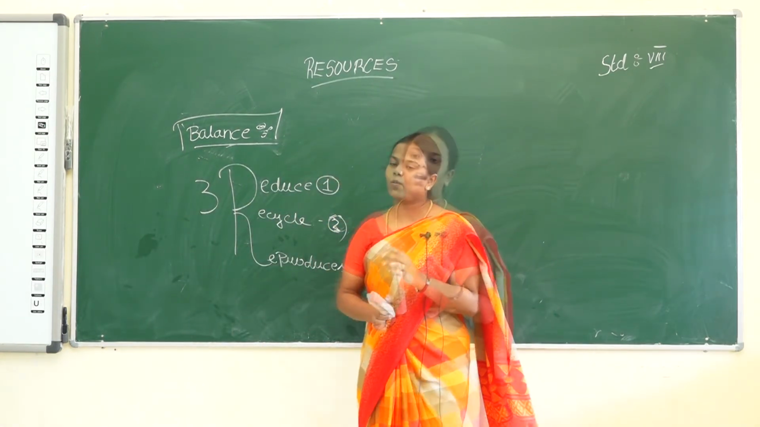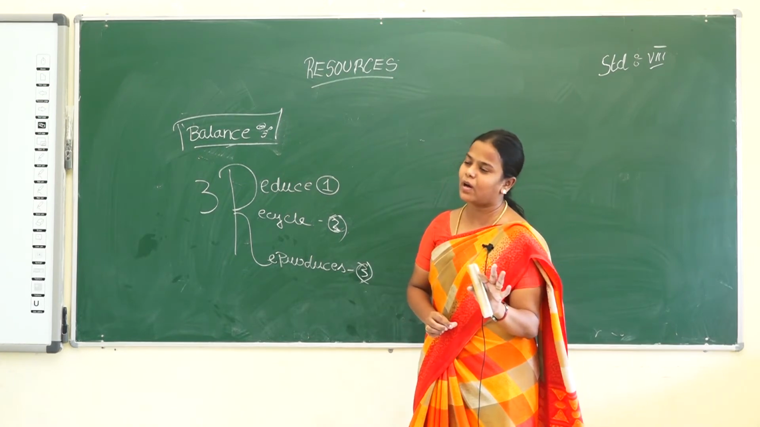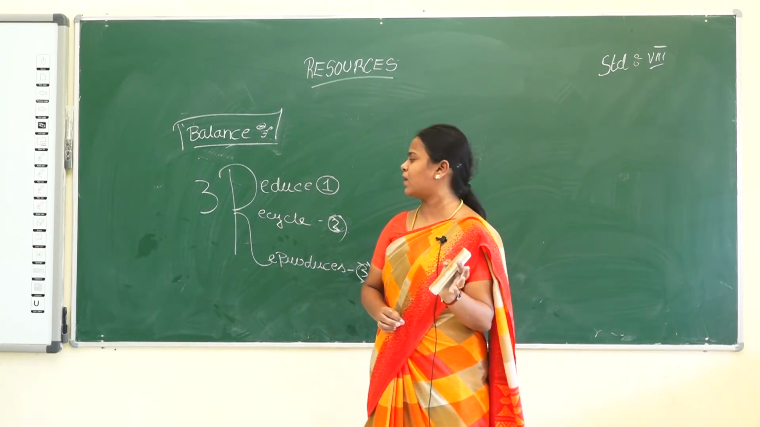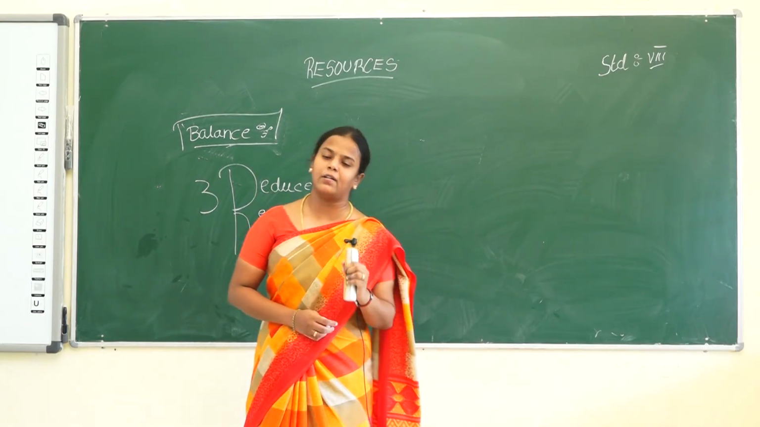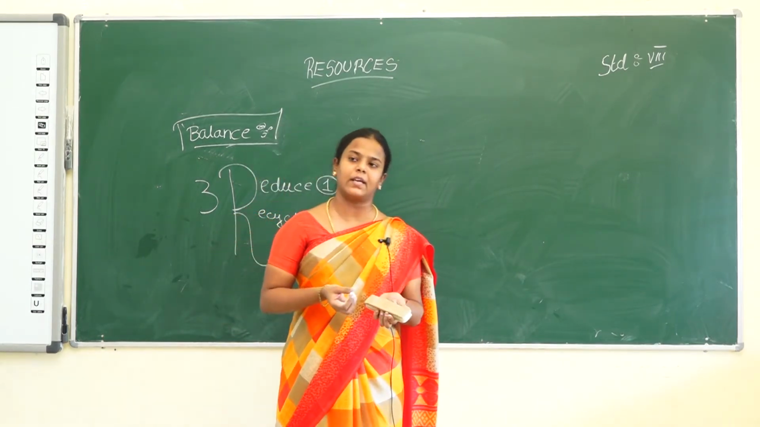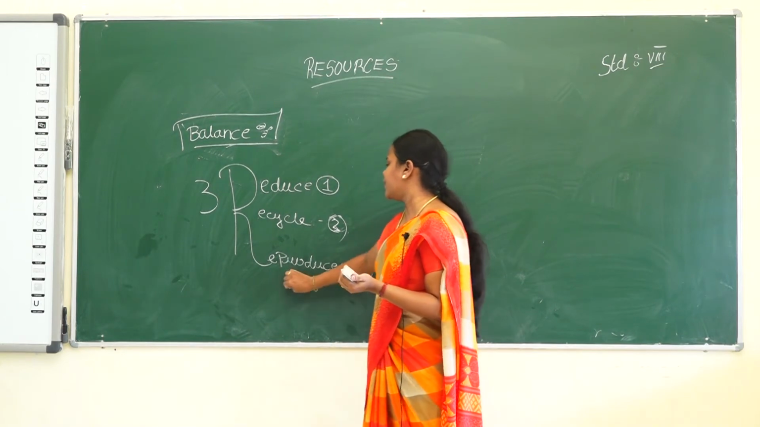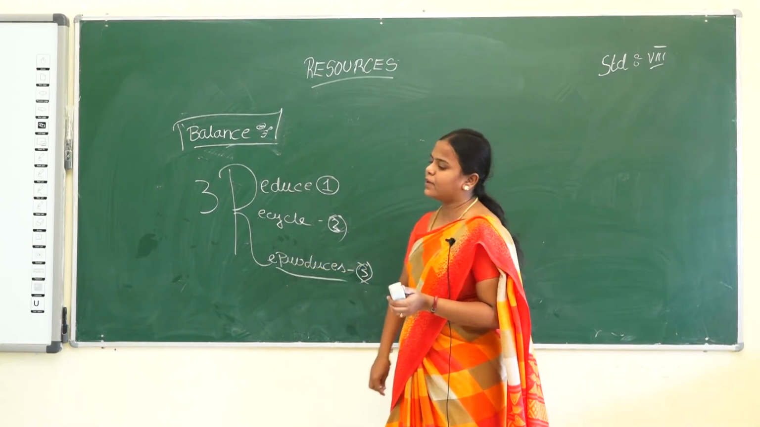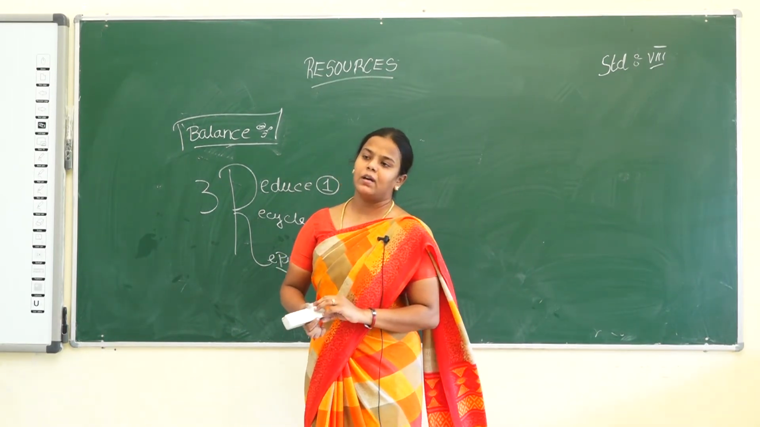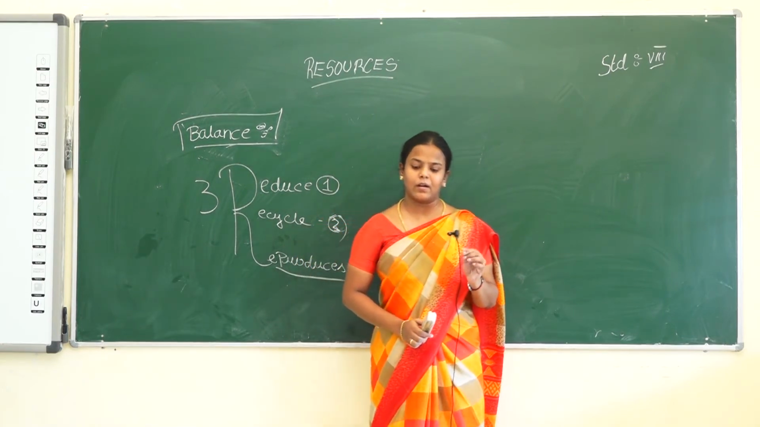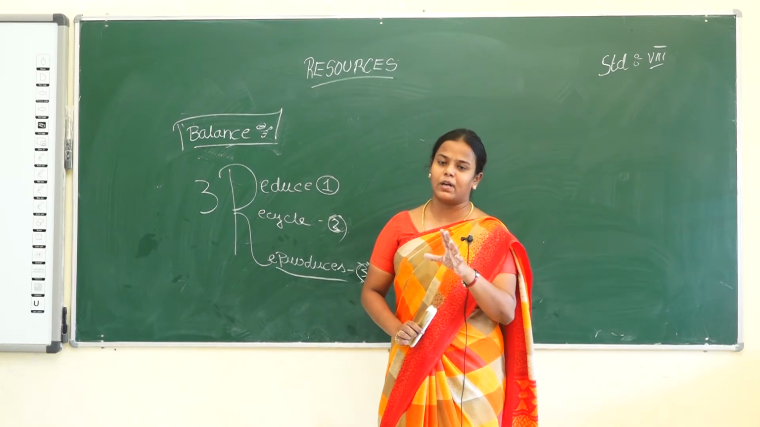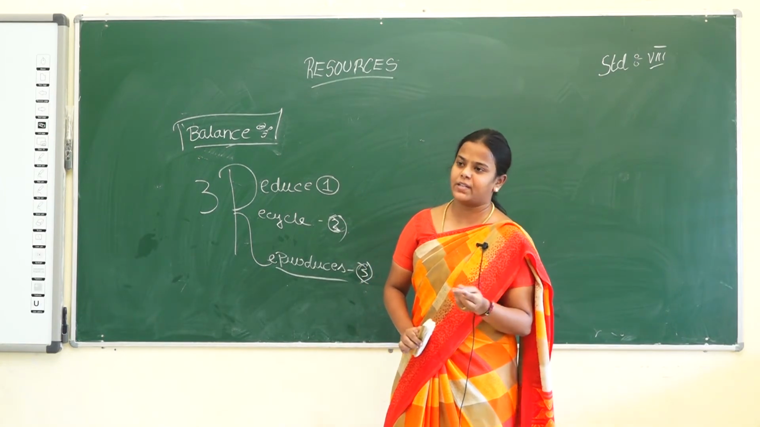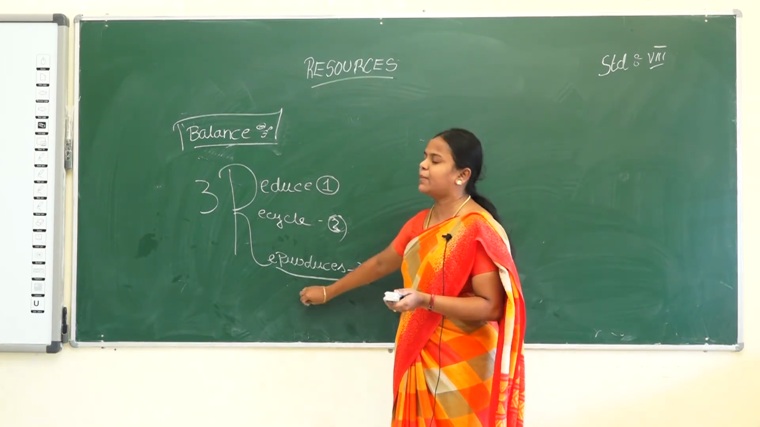Say for example, for reduce, we should not waste the water. Next, recycle. The old clothes can be easily recycled and reproduced. In reproduce, if there is anything like bottles, it can be used for home decoration. Like that we can reproduce it.